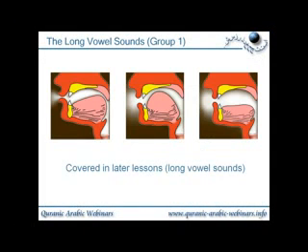Okay, so we're going to look at all the letters being pronounced with sukoon in their groups. The first group, which we call group 1, involves the long vowel sounds, and we'll cover that when we get into the lesson on the long vowel sounds.